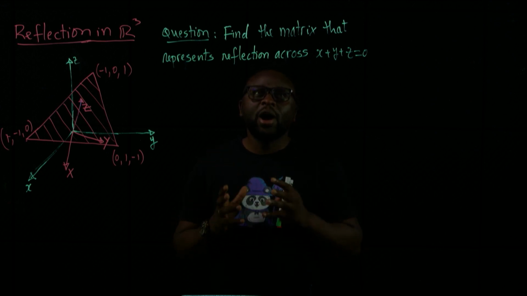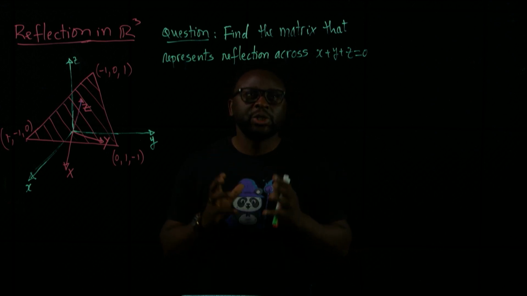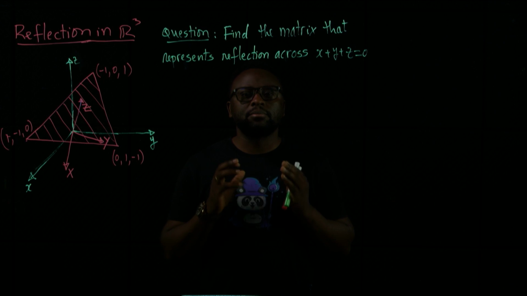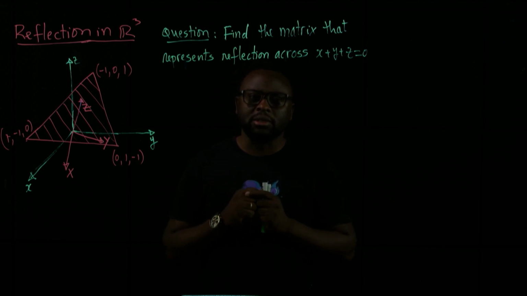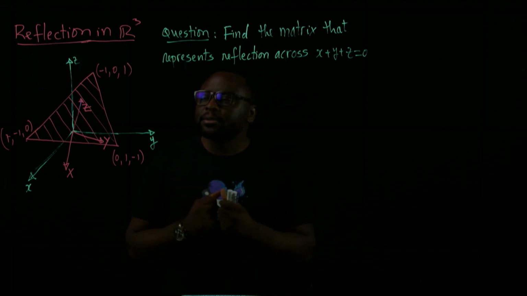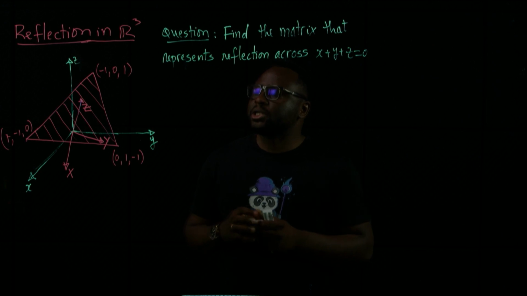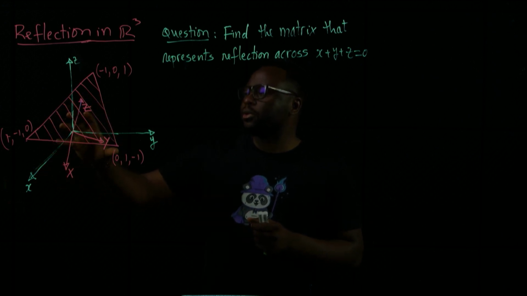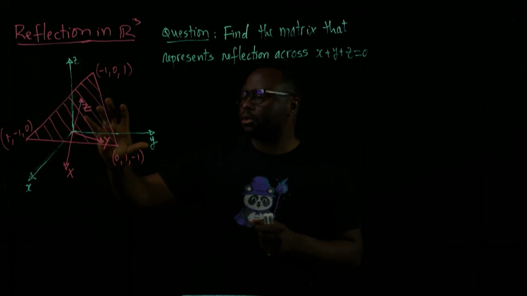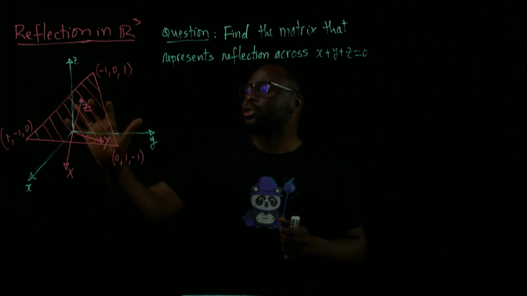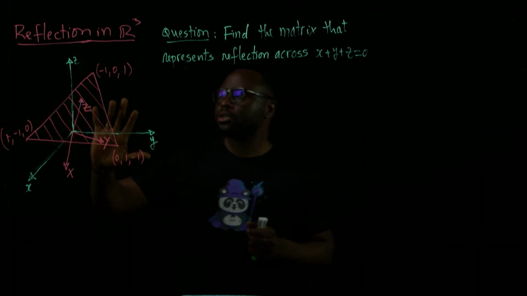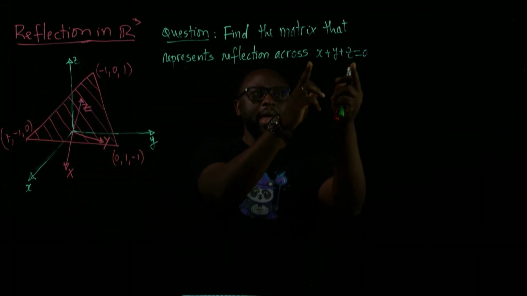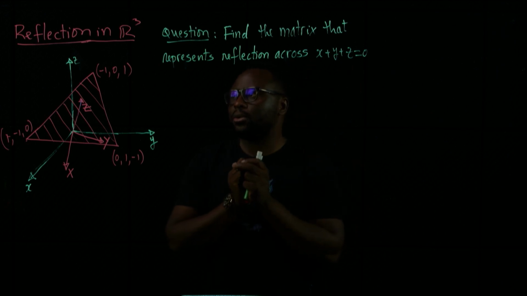The question is, find the matrix that represents the reflection across the plane x plus y plus z equal 0. Here's the representation. The plane here is given by this section. This triangle is a section of the plane. So this is the representation of this plane x plus y plus z equals 0.